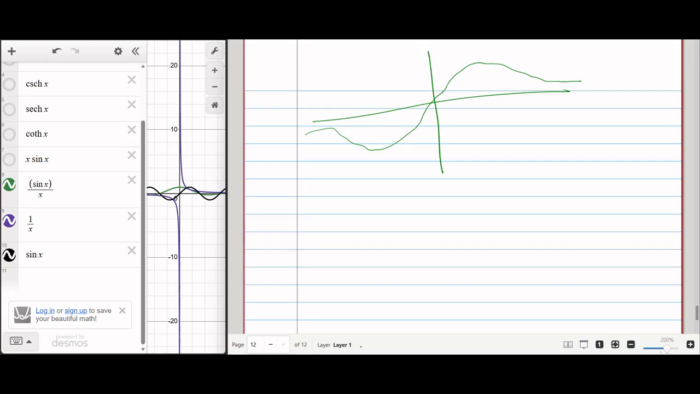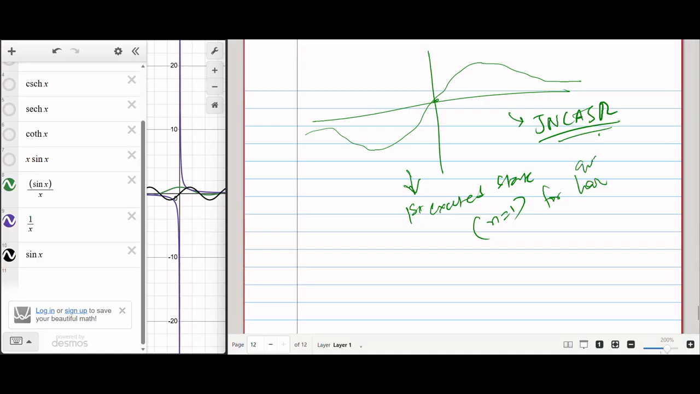Now this is very important because this was asked in the JNCASR interview. Where did you find this curve? So this curve is the first excited state, or n equals 1, for the quantum harmonic oscillator. Okay, now another very important curve.